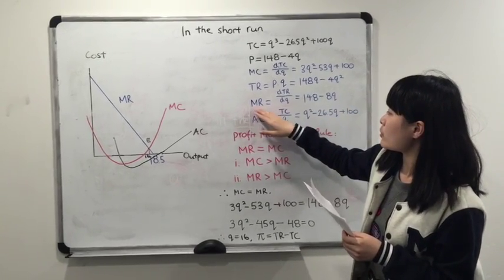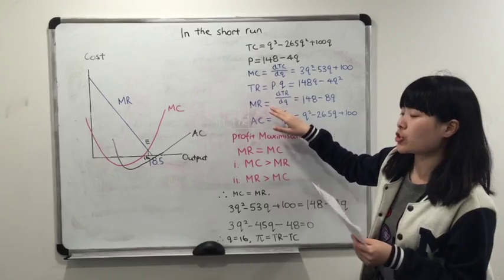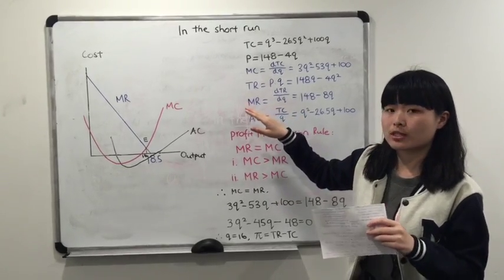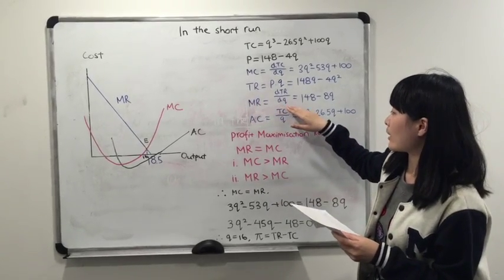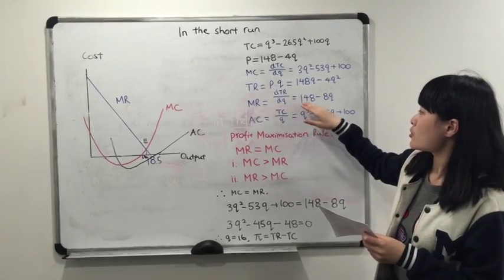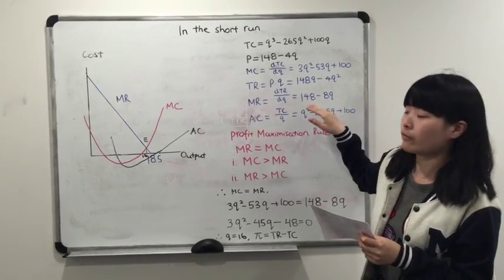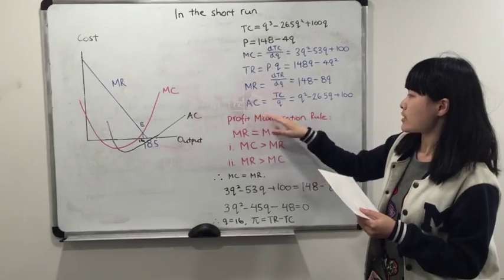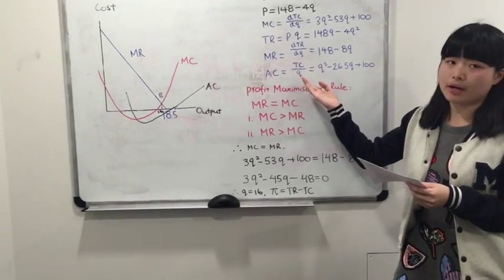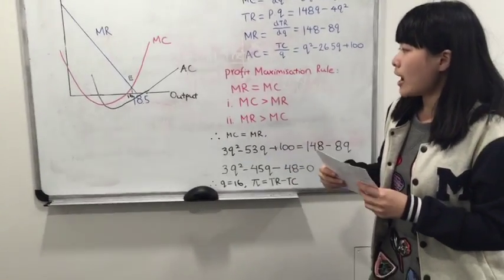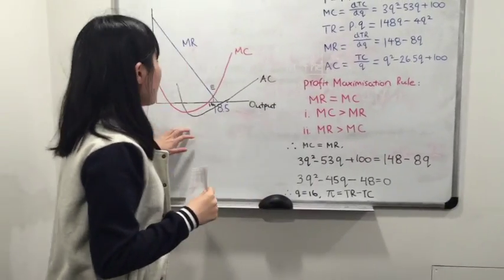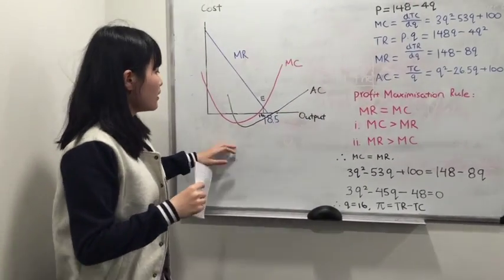And marginal revenue, as mentioned before, is the extra revenue produced by an extra 1 unit. So we can calculate the derivative to calculate the marginal revenue formula. And average cost is basically the total cost divided by the quantity. So we can now move to the graph, this one.